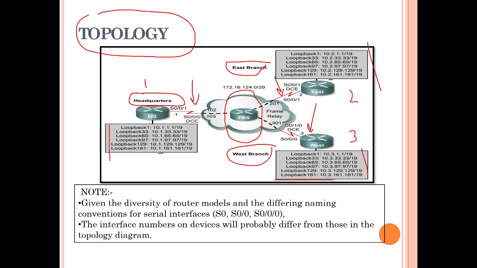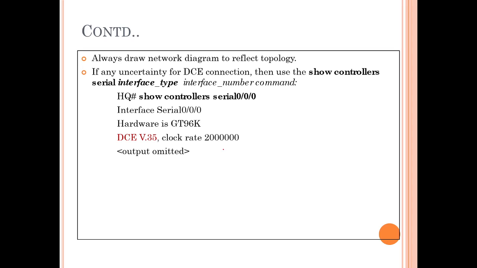okay. So for you people maybe the difference would be there, but if you are using GNS3 you can go with that. So my advice would be that always draw a network diagram that reflects the topology. So that's the basic part. And here I want to show you one command, show controller serial 0/0/0, and it will tell you all the hardware details on that, especially clock rate and your interface status also.